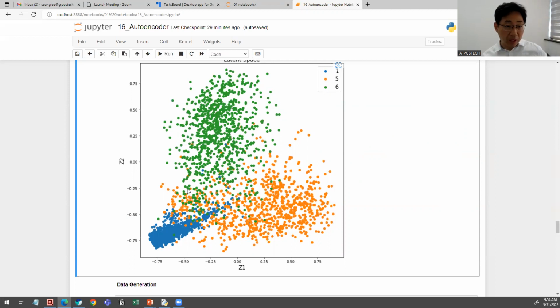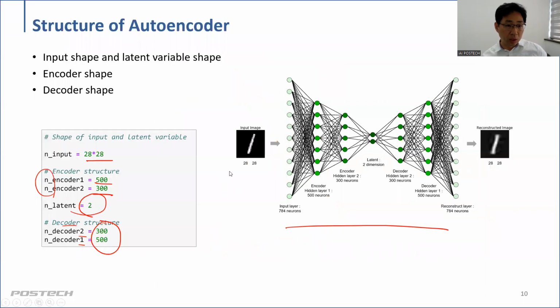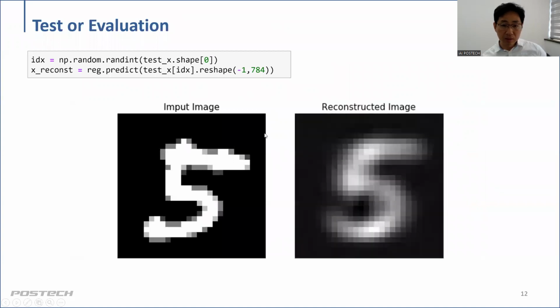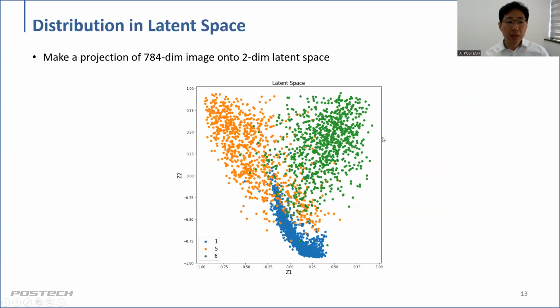So let me go back to the test evaluation data set. This is the original image of 5 and the reconstructed 1. And we will see the distributions in the latent space. I'm going to take the 784 dimension images and make projections onto the 2-dimensional latent space.